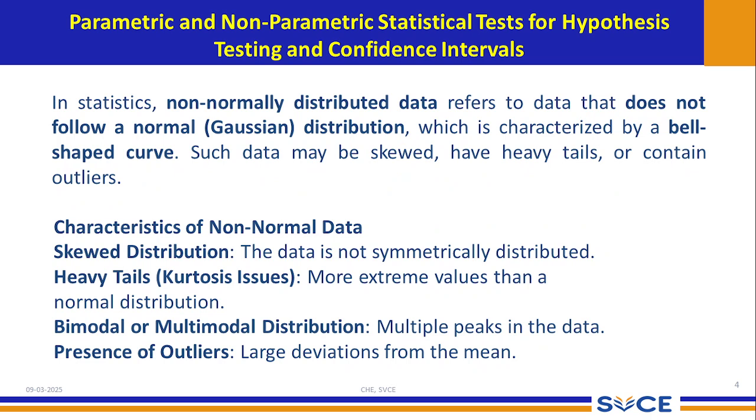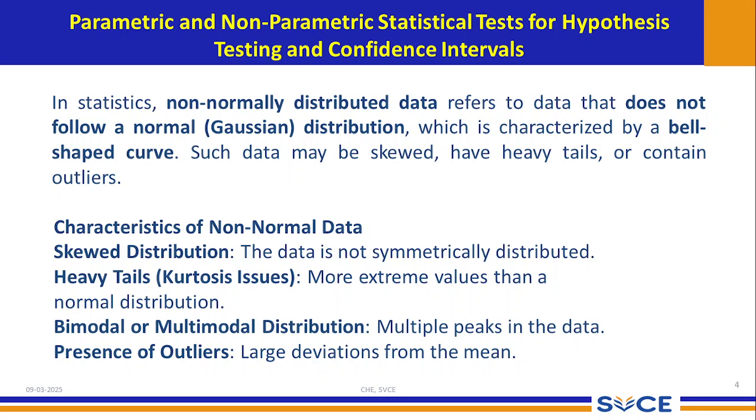The Gaussian distribution is characterized by a bell-shaped curve, and this does not fit non-normally distributed data. So, non-normally distributed data refers to data that does not follow a normal distribution. Such data may be skewed, have heavy tails, or contain outliers. An outlier is a deviation from the mean, a vast deviation.